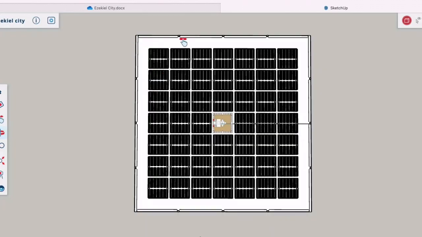And the city has 12 gates. This is the north. 3 gates north. This is the east. There's 3 gates east. There's 3 gates south and 3 gates west. We'll go through the scriptures that explain all this.